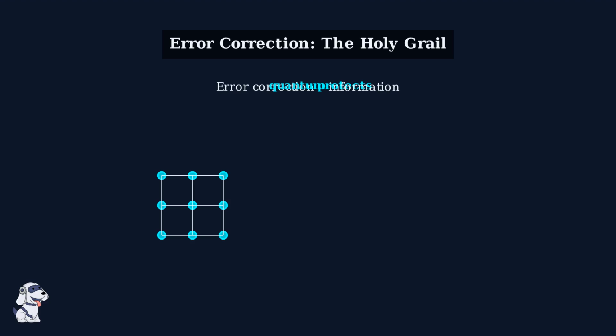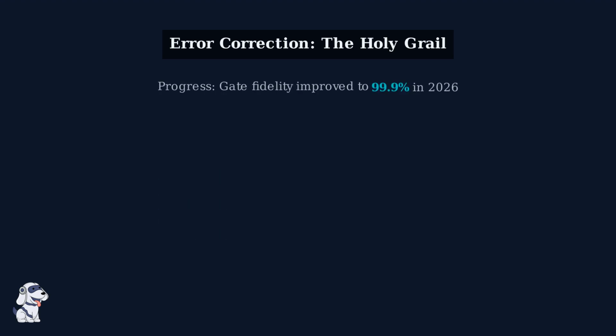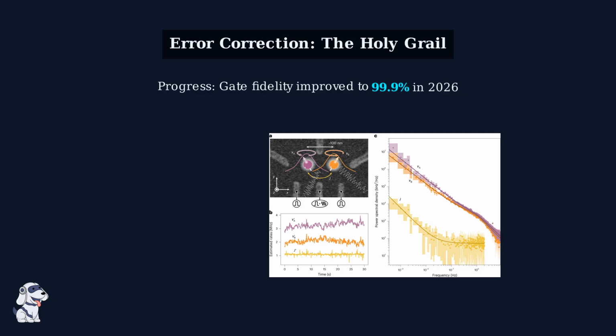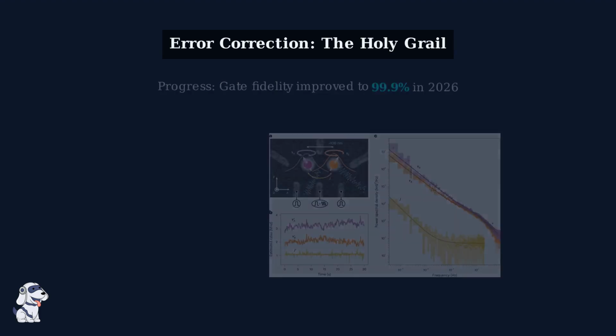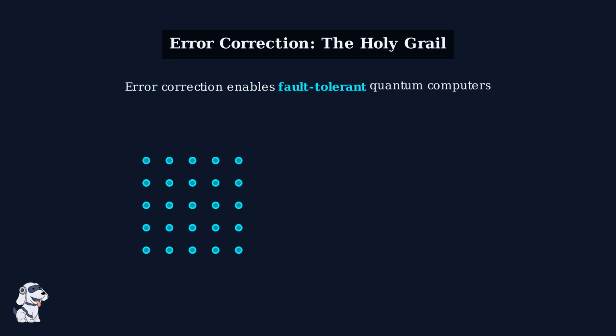The surface code is a leading approach, using a grid of physical qubits to encode logical qubits that are resistant to errors. Recent advances have improved gate fidelity to 99.9% in leading systems. Experimental demonstrations like this study of coupled spins show how error correction techniques are being tested and refined in real quantum hardware. Without error correction, quantum computers remain limited to noisy intermediate-scale devices. With it, we can build fault-tolerant systems capable of reliable, large-scale quantum computations.